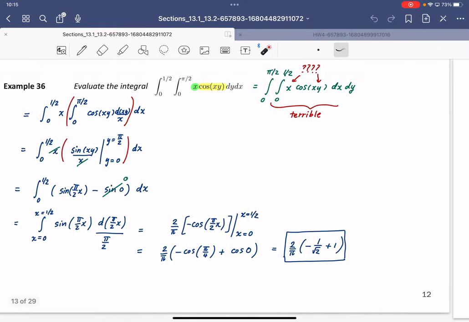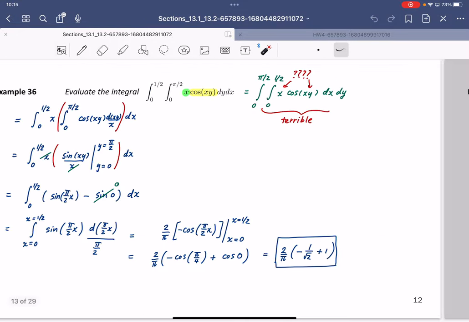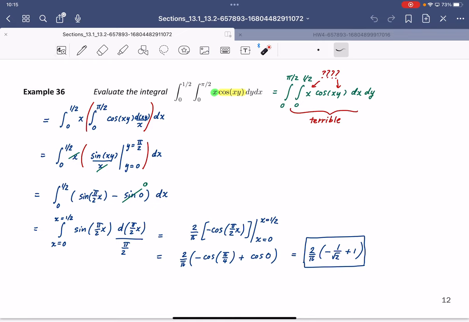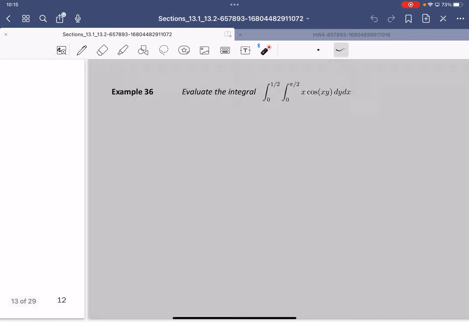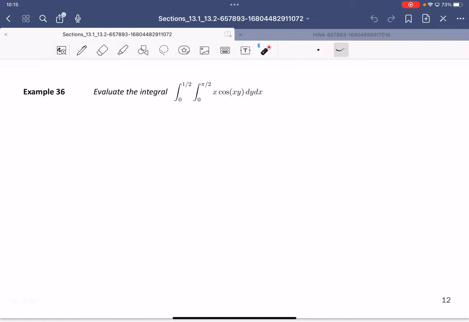We're gonna start by doing example 36. We already did it, right? This is the same thing. Okay, I need to delete this page.